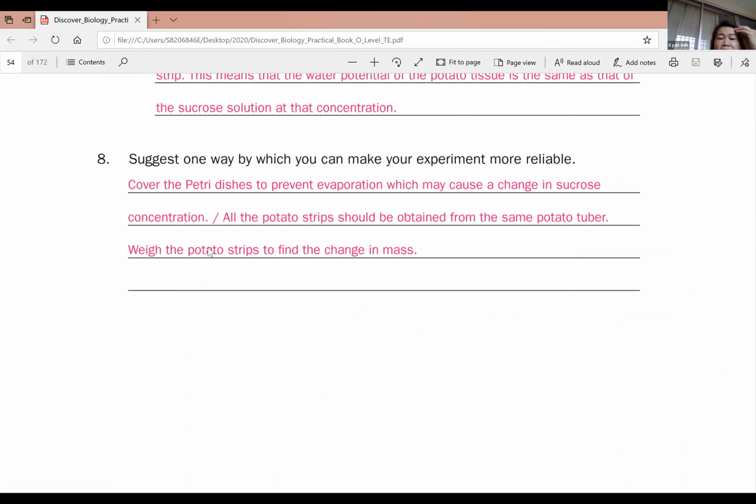And then sometimes they may ask you, how do I make the experiment more reliable? You can talk about covering the petri dish to prevent evaporation, because if any of the solution evaporated, there might be a change in the sucrose concentration. And then the potato strip must be obtained from the same potato tuber, because this is to ensure a fair experiment. Okay.